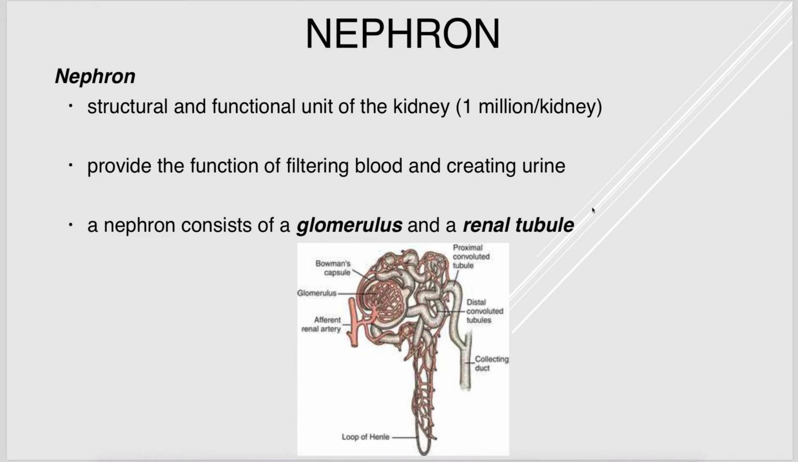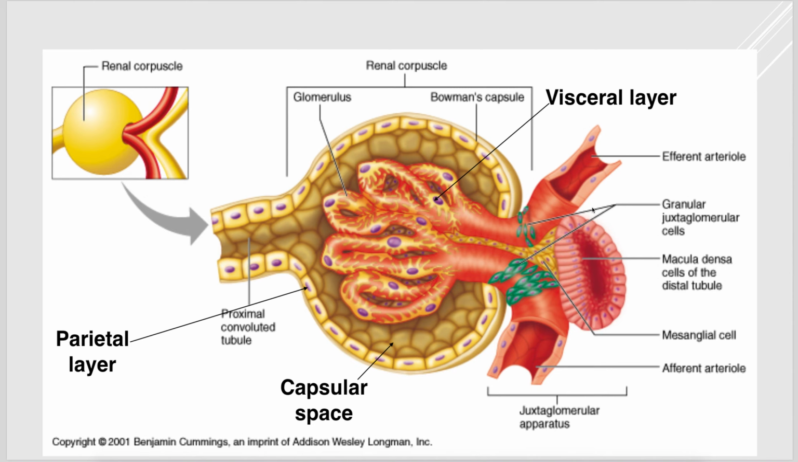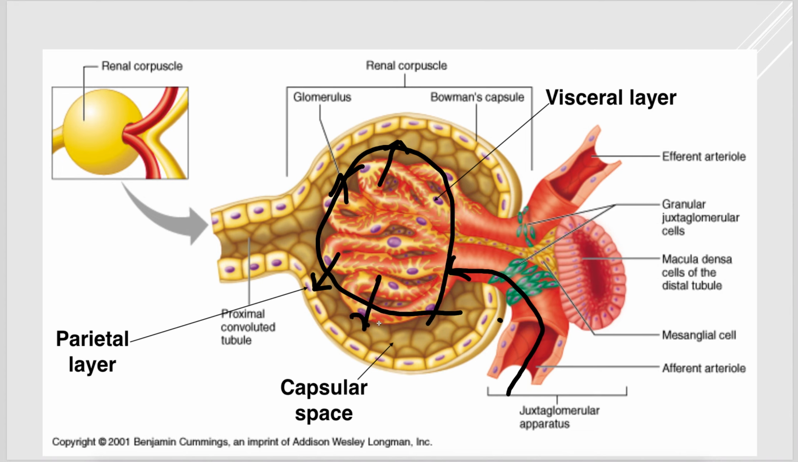So the nephron is the structural and functional unit of the kidney, and it has two parts. It has a glomerulus and a renal tubule. So let's talk about the glomerulus. I'm just going to go to the picture. So the glomerulus is basically a high-pressure capillary bed, okay? And it is fed by an afferent arteriole. So blood comes into this capillary bed through here. And when that blood comes into this glomerulus, it pushes fluid, which we now call filtrate, out into the first part of the renal tubule called Bowman's capsule.